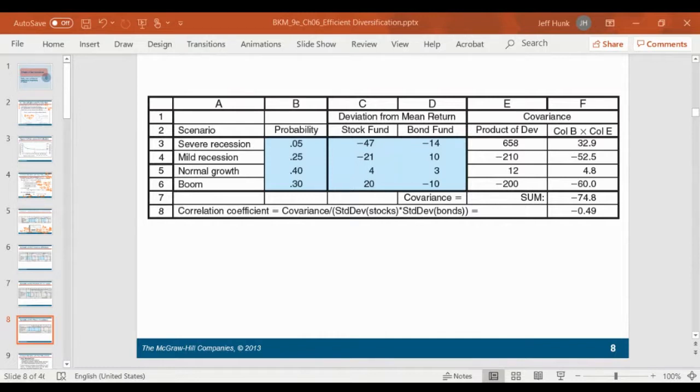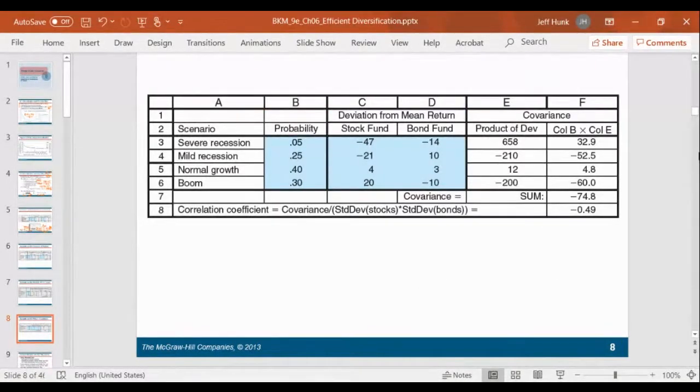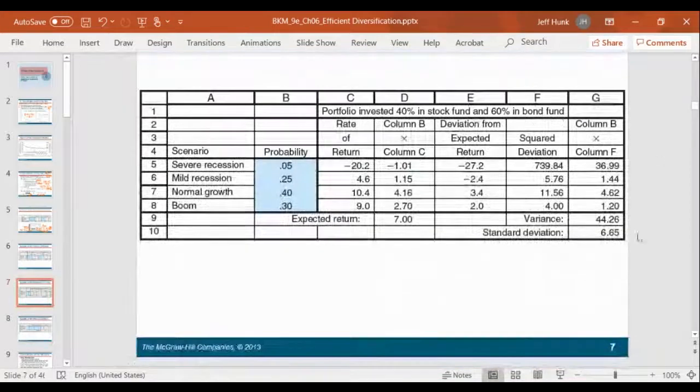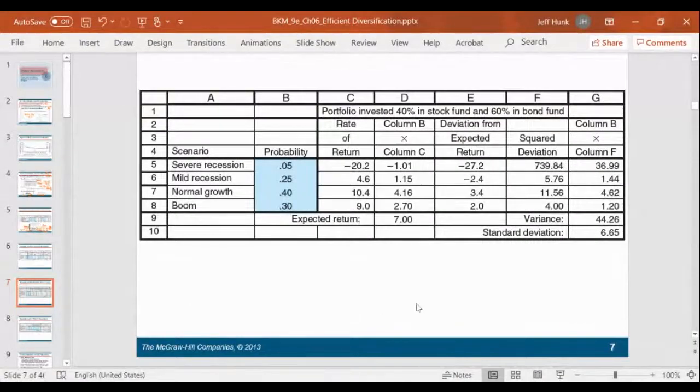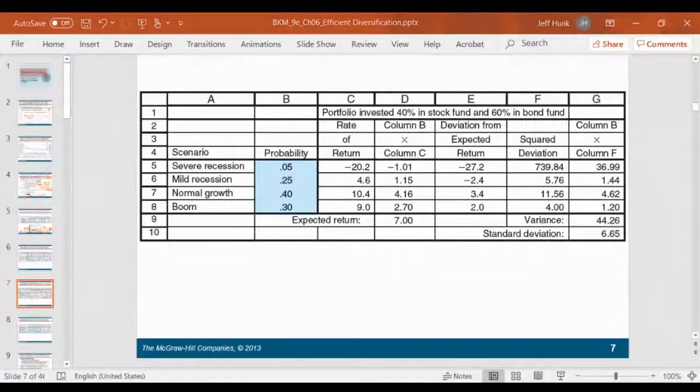negative 0.748%, correlation negative 0.49, and check the standard deviation of the risky portfolio that we got. Yeah, we got 6.65 for standard deviation, and that's percentage. Again, expected return, percentage, 7%. So that checks out. It confirms our result. It completely checks out.